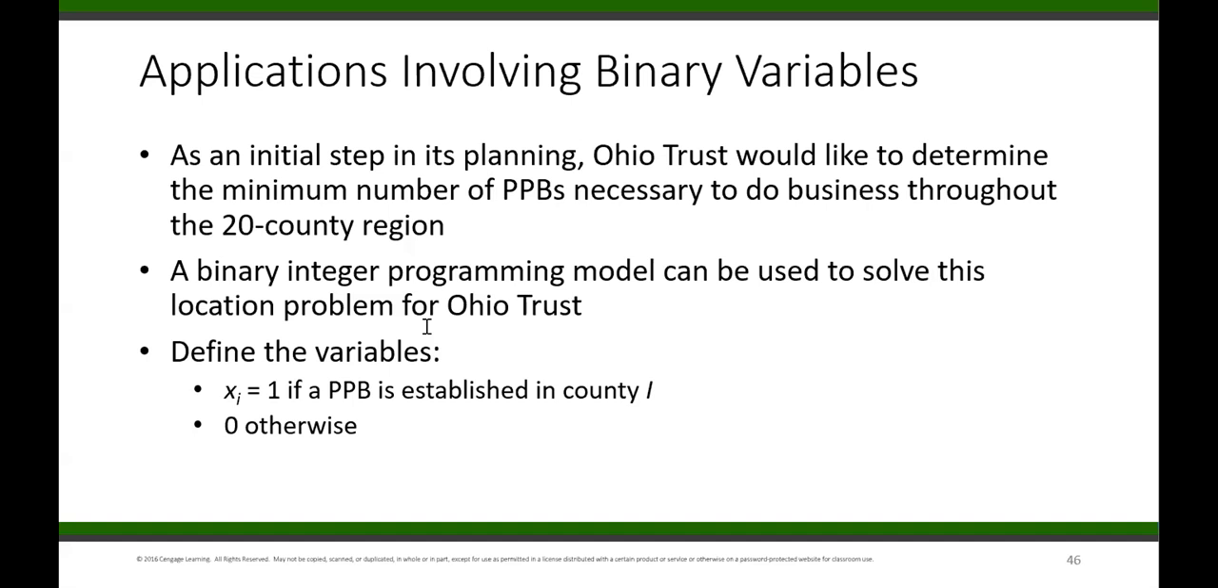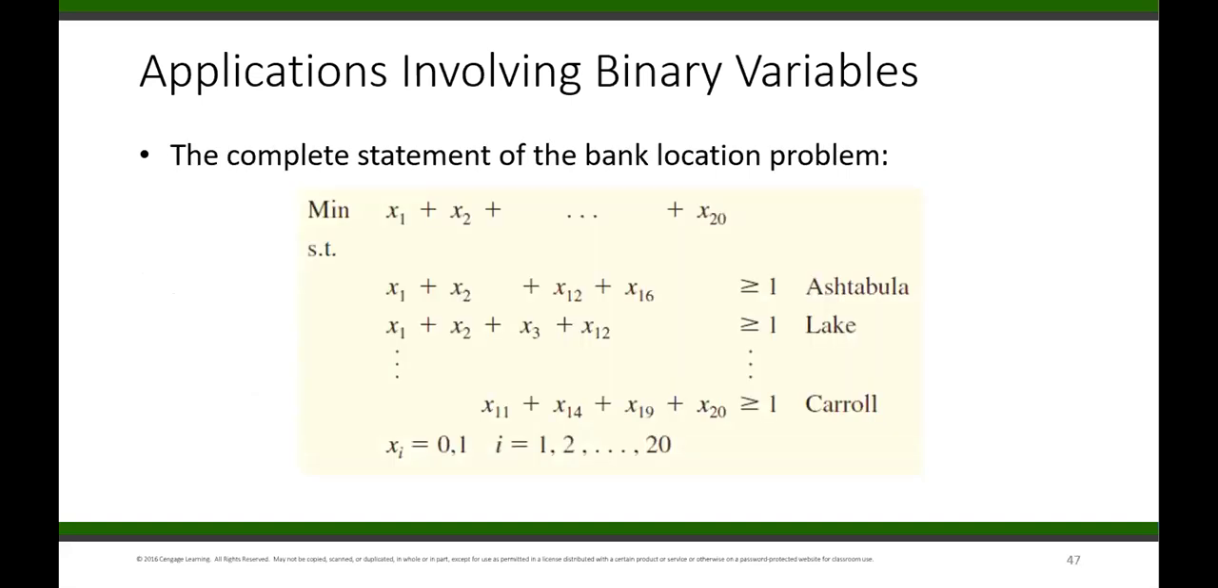All of our 20 decisions have a binary nature, a yes or no type of decision. So this is going to be a pure binary integer programming model. The decision, like we defined, is binary: whether you open a PPB at county i or not. In the next slide, I have the full formulation.